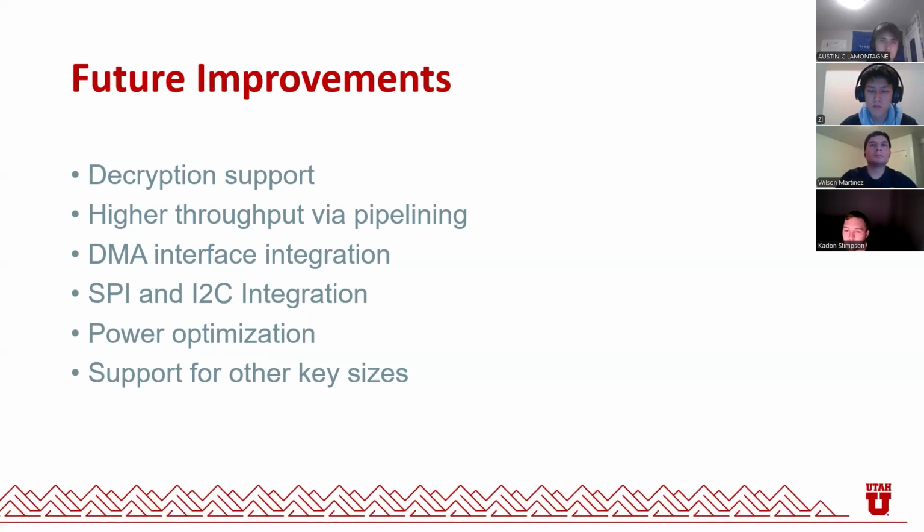And then we would also try to optimize for power, because one of the main reasons for this design is to be used with embedded systems, many of which run off of batteries or lower power sources, so it's better to have a more power optimized design. And then the last improvement we would do is to expand our support for the AES protocol to other key sizes such as 192 and 256.